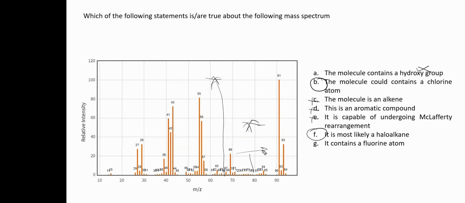Because we also see a loss of a CH3 something, right? And it contains fluorine. Fluorine is not that easily visible, right? So it is not that. So B and F are the right options.